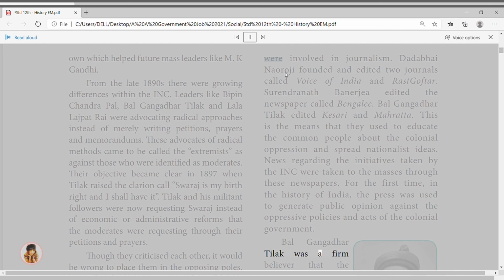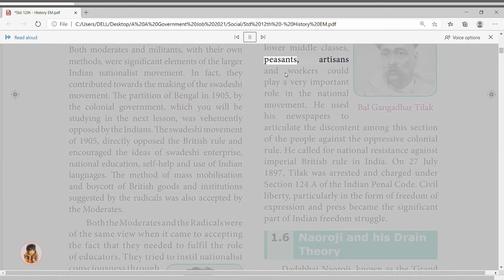Bal Gangadhar Tilak was a firm believer that the lower middle classes, peasants, artisans and workers could play a very important role in the national movement. He used his newspapers to articulate the discontent among this section of the people against the oppressive colonial rule. He called for national resistance against imperial British rule in India. On July 27, 1897, Tilak was arrested and charged under Section 124A of the Indian Penal Code. Civil liberty, particularly in the form of freedom of expression and press, became a significant part of the Indian freedom struggle.